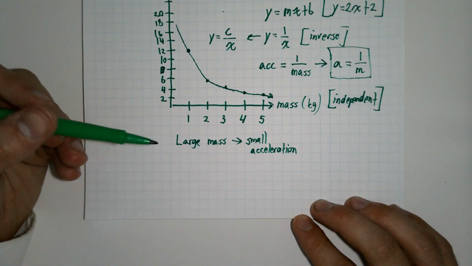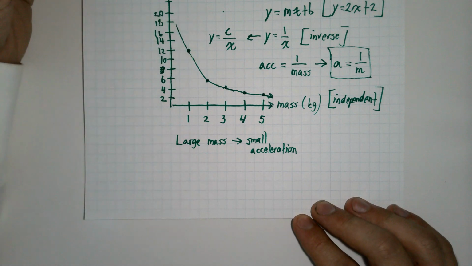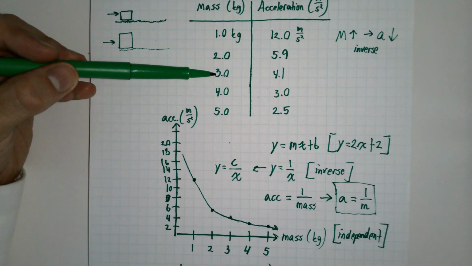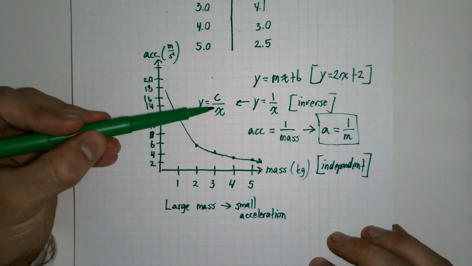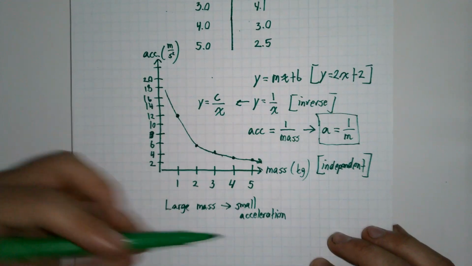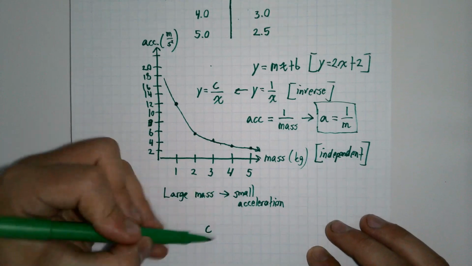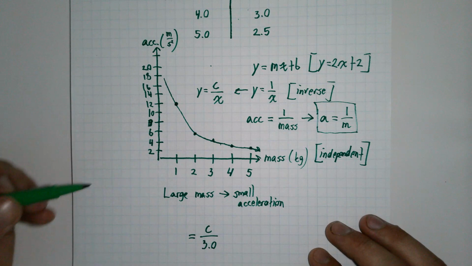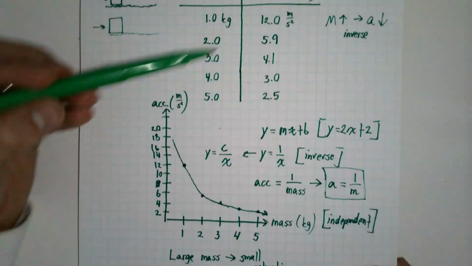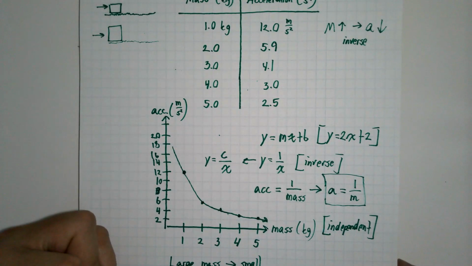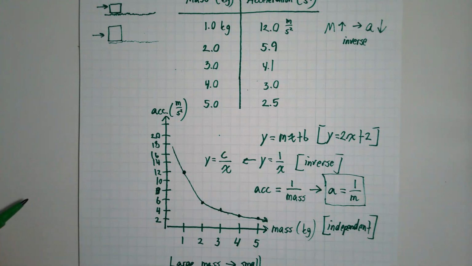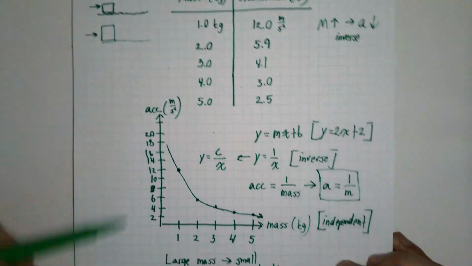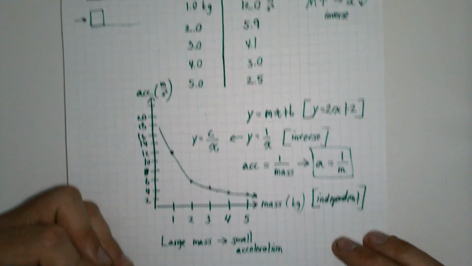So we can take one of our data points all the way from up here. Say we take 3. So if 3 is our mass, and then we put it back into our equation here. So now we have some constant c over a mass of 3.0. That gives us an acceleration of 4.1. So our constant, at least using just one of those data points, must be what?